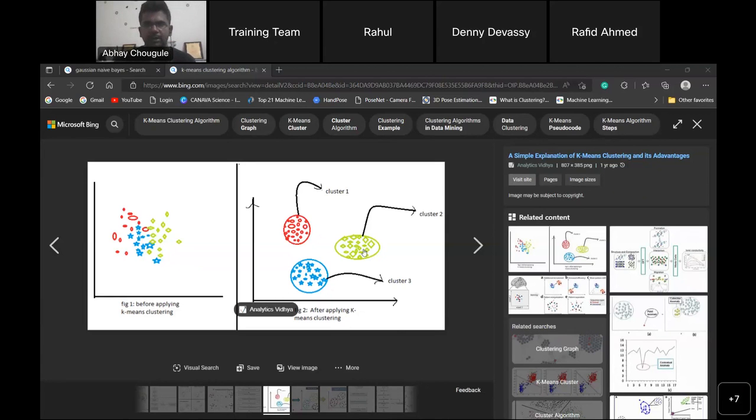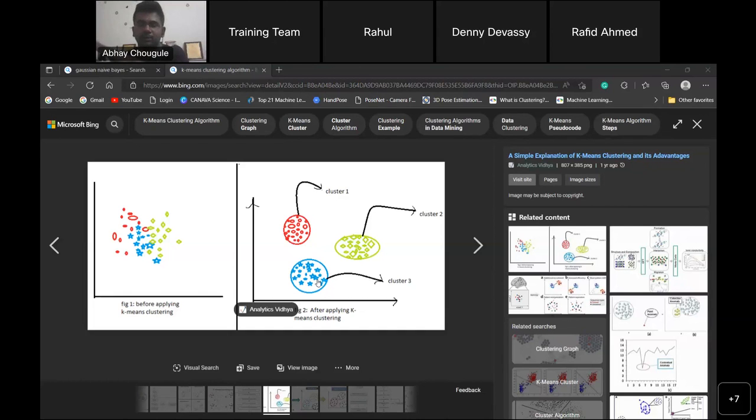Suppose the clusters are red, green, and blue, but you don't know that red, green, blue exist. Your unsupervised learning, K-means clustering, will do one thing. It will find similar types of observations, similar types of people. It will first check how many similar data points there are, so suppose it finds 50 people, 70 people, 30 people.